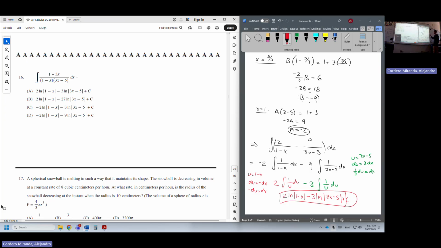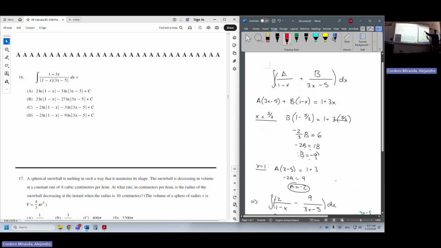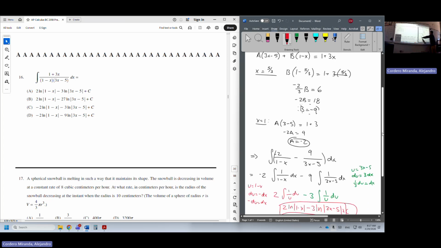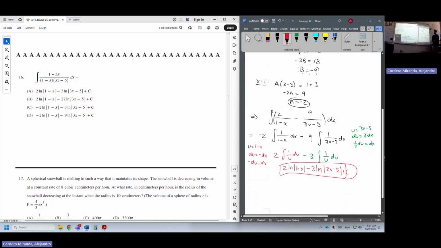Okay, there was a lot to mess up here. First, you had to know to use partial fractions. Then you had to know what x's to plug in. Then you had to remember the negative du and the du over 3. And then you had to get the antiderivatives correct. So many chances to mess up, but if you did it right, you should have gotten A.